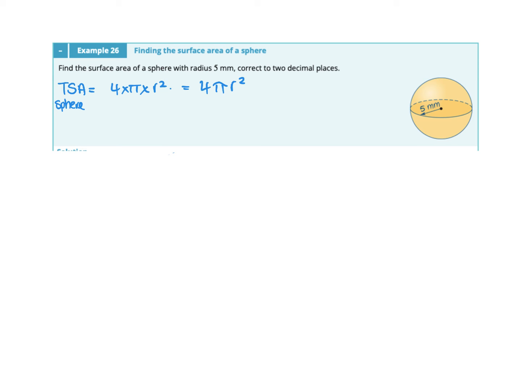If you have a ball, that's what you're going to do. So if you look at this example here, we know the radius. Remember, the radius is just from the center to an edge of a circle, which it is. So we go 4 times pi times the radius squared. You type that into your calculator and you'll get a number, and we get 314. Now, did it say 2 decimal places? So 314.16 millimeters squared.